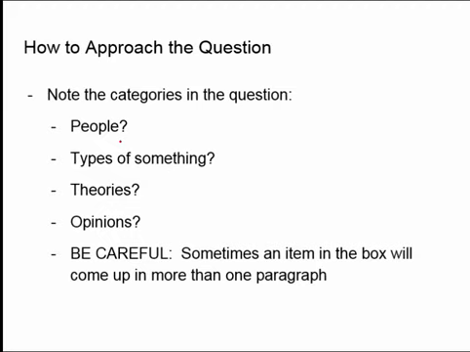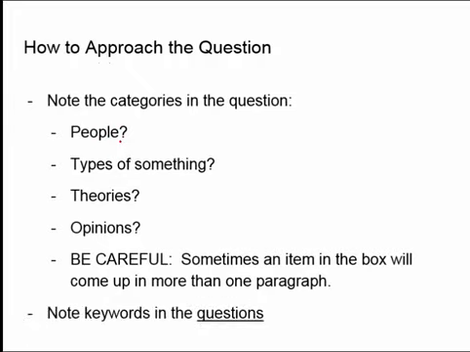You need to be careful with these kinds of questions. Sometimes an item in the box will come up in more than one paragraph. In that case, when you would search for an answer about Lowell, you may need to scan much of the article because he's mentioned so many times. That will be part of the strategy we discuss in a moment when we look at our sample question. Okay, so if the first part is taking careful note of the category you're looking for, the second part of your approach to this question is to note the key words in the questions. Okay, so let's take a look at how that works.